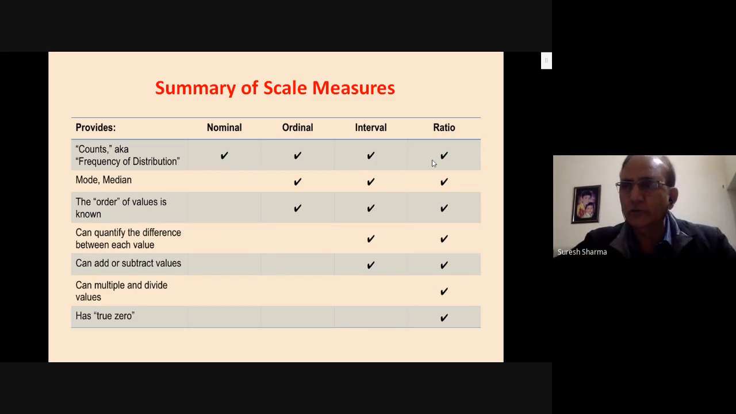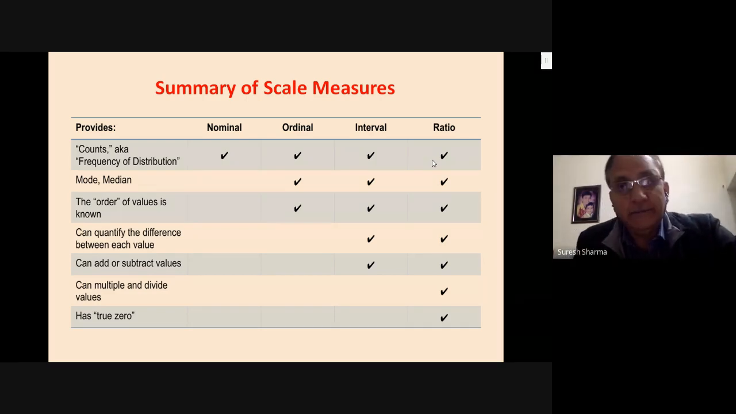Height can be arranged from the lowest to the highest. Marks can be arranged from the lowest to the highest. And so it is possible. The order of the values is known, that this will come first, this will come later, only in ordinal, interval, and ratio. Can we quantify the difference? This difference, etc., as I mentioned already, does not make any sense in nominal, not in ordinal.